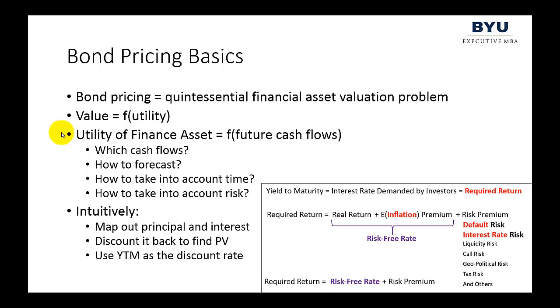Which cash flows and how do we forecast them? That's easy. It's just the principal and the interest, and it cuts off at a certain date known as maturity. So one of the reasons that we love to value bonds is because the cash flows are so easy to map out. It's just the principal and the interest. We know what they are and we know how to forecast them.